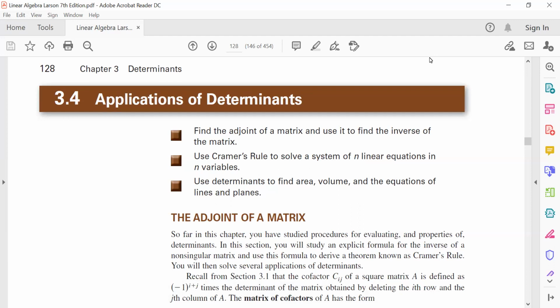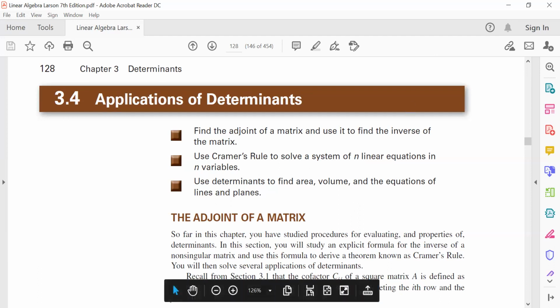Today we're going to do some applications in section 3.4, and we're going to start with the adjoint of a matrix. The adjoint of a matrix is useful to find an inverse of a matrix. As you know, finding an inverse of a matrix can be a pain, and adjoints give us another way to find inverses. The first thing I want to remind you of is the idea of cofactor.